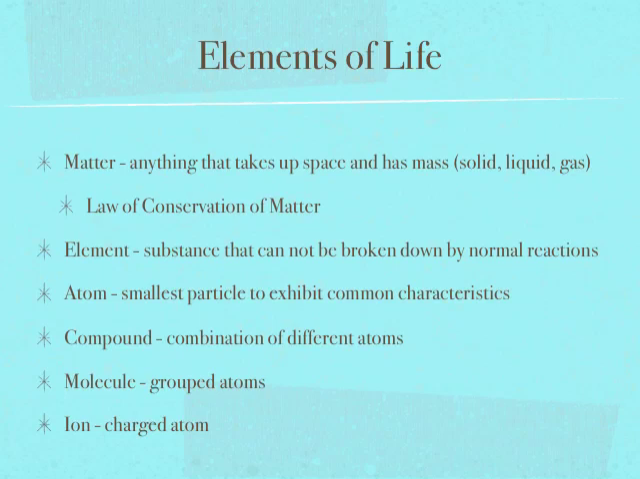Elements are made of atoms. Atoms are made of protons, neutrons, and electrons. Compounds are different combinations of atoms, and molecules are grouped atoms. These are all terms that refer to the chemical structure of matter. An ion is a charged atom.